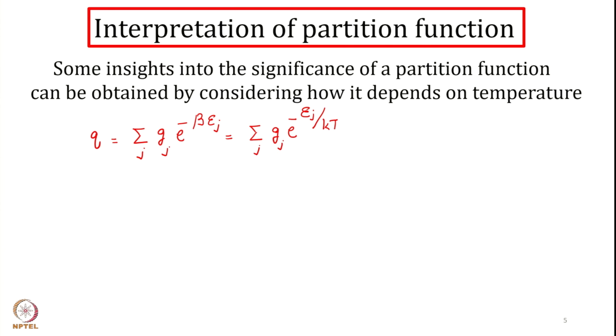Let us expand it. What we have now? Q is equal to, put G is equal to 0. So we have G0, first term, E0 exponential raised to power 0 is 1. Second one, we have G1 exponential minus E1 upon kT, plus G2 exponential minus E2 upon kT, plus so on. Keep on going.